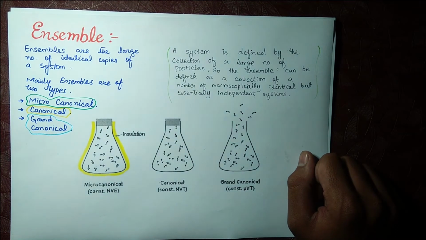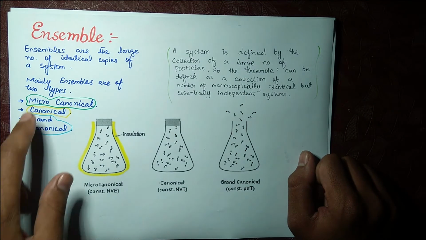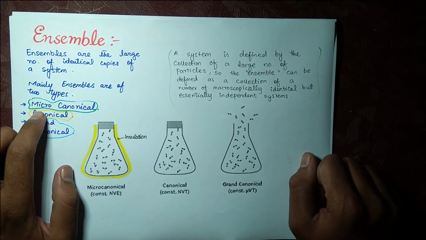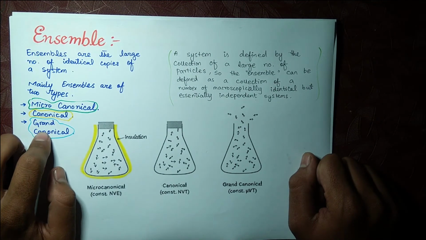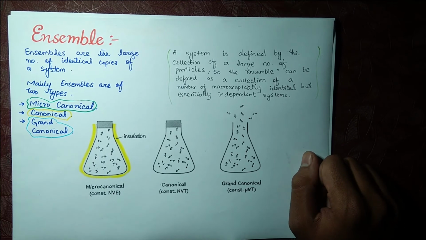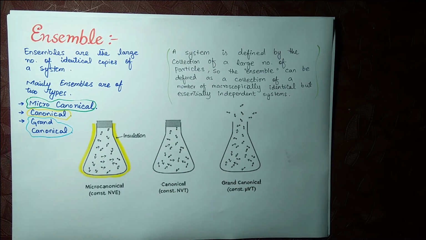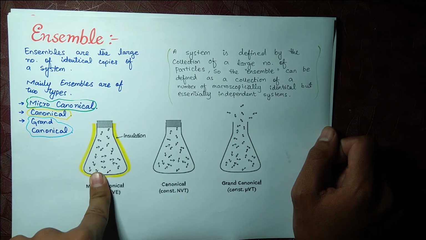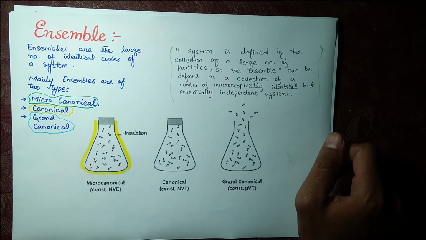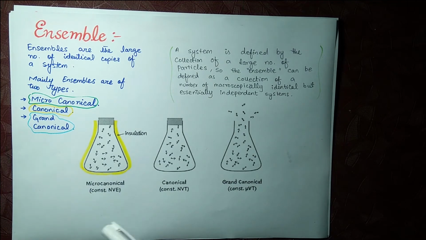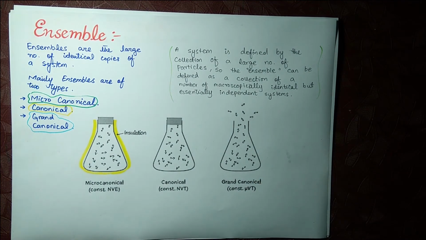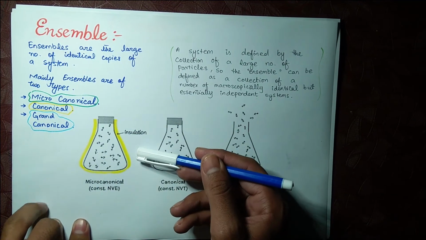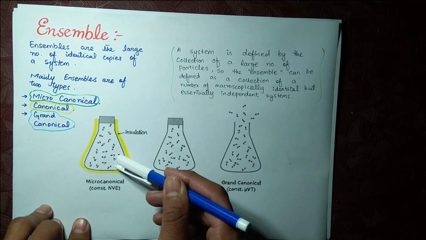Okay, so mainly ensembles are of three types. I should have written three here. So mainly they are of three types: microcanonical, canonical, and the grand canonical. What is microcanonical? This is an example of a microcanonical ensemble, and in it we have an insulation, an adiabatic system here. You can say that no heat can enter or leave the system.